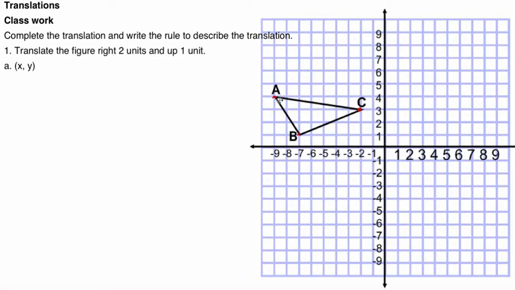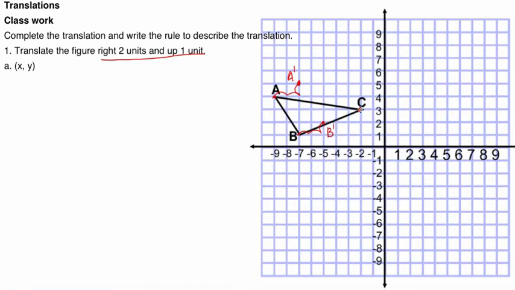So since we don't have the rule, we're just going to use the written rule. So I'm going to go right 2, 1, 2, and then I'm going to go up 1 right there. So my new point is right there. That's called A prime. It's just like A, but it's A prime, so we can distinguish between the two. So let's do B now. Right 2, 1, 2, and up 1. So that point right there will be B prime.